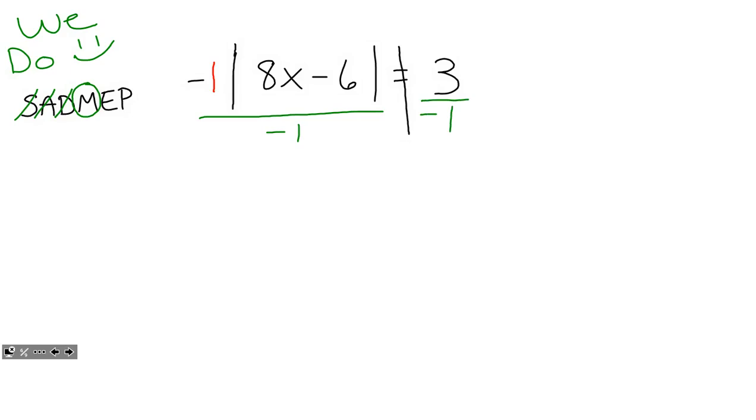And these here should actually cancel out. On the left side, I will be left with the absolute value of 8x minus 6 equals, and what is a positive divided by a negative? A positive divided by a negative is a negative, and 3 divided by 1 is 3. So I have the absolute value is equal to a negative 3. Now I want you to go back to your steps that you wrote down, and underneath step 1, it says if your equation equals a negative, it is a what?